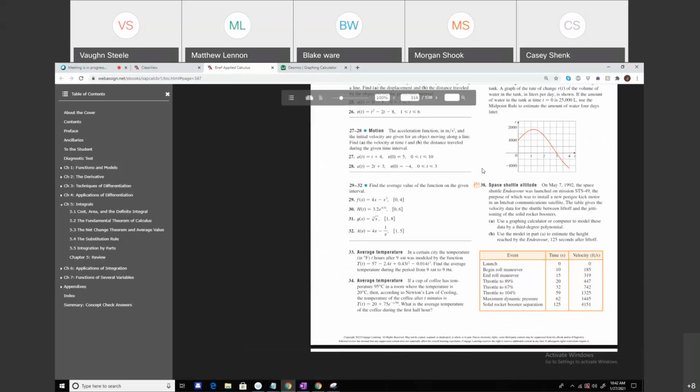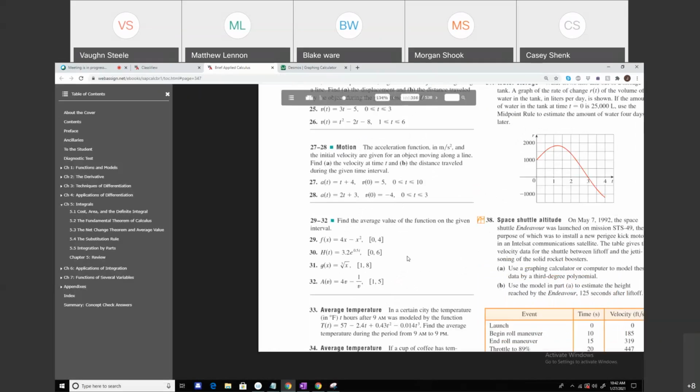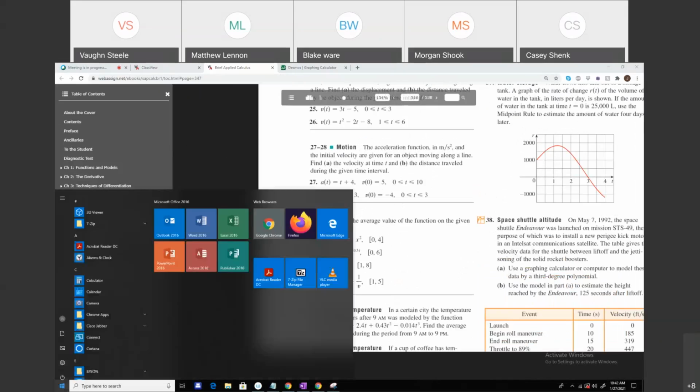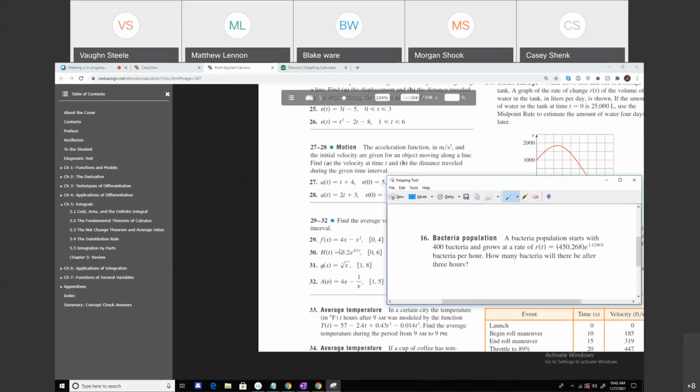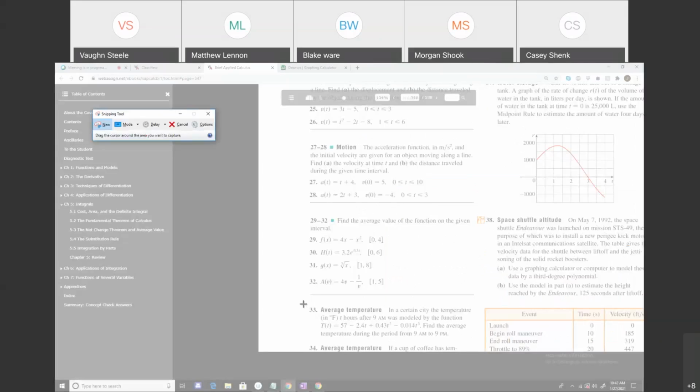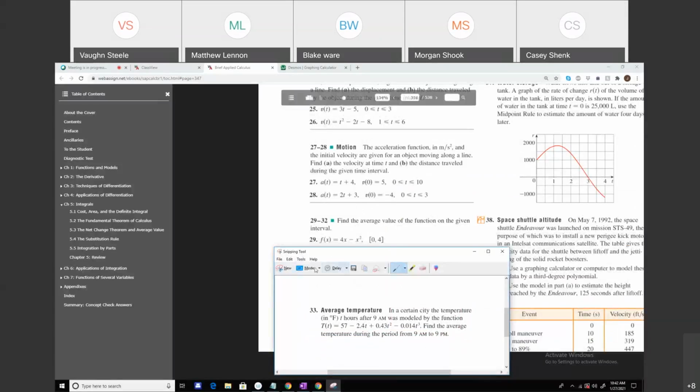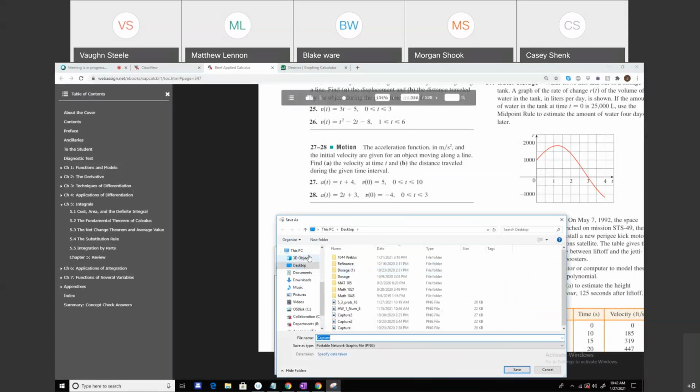I don't know what looks interesting. This one I do a lot. I've included it on a test before, number 33, so it's probably a good one to look at. It's an average value problem, but it's a word problem in this case, not just a function. So let's take a look at this. This is 5.3 problem 33.